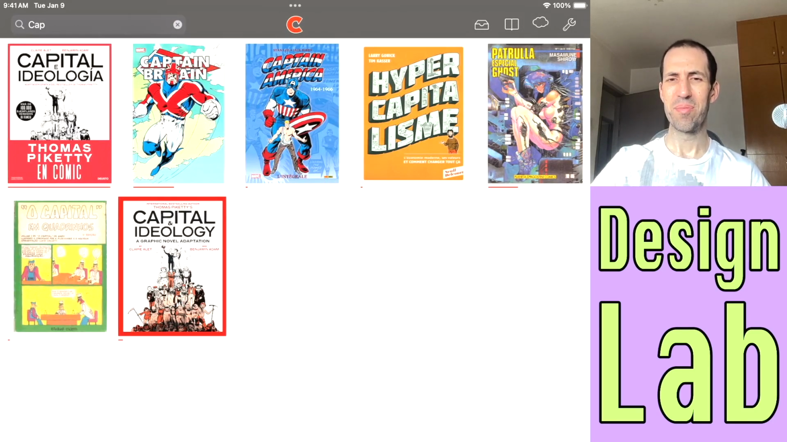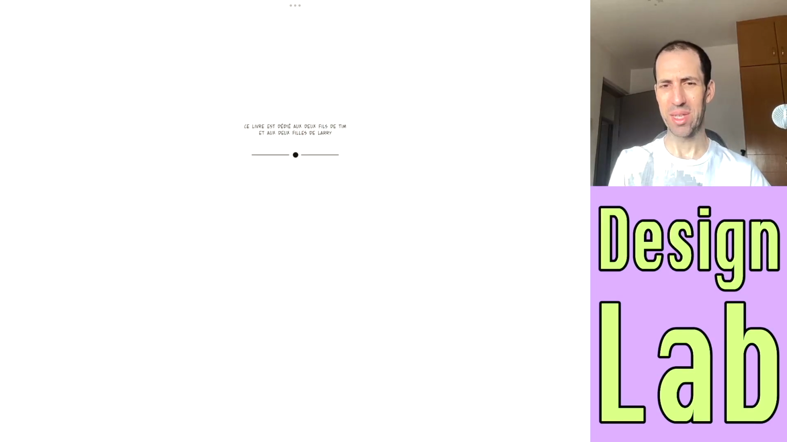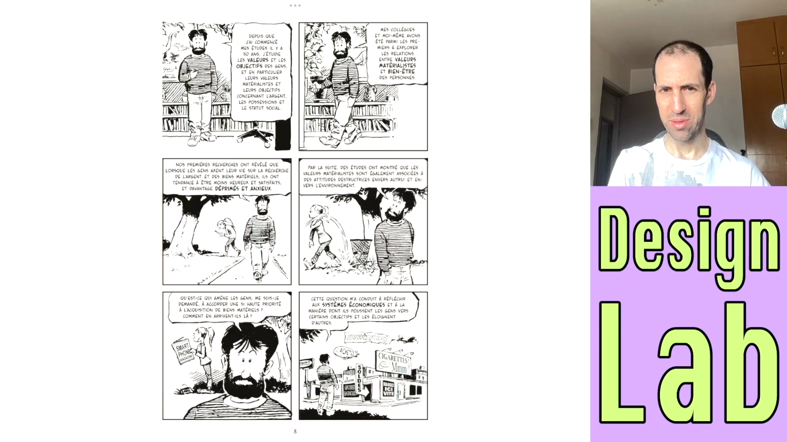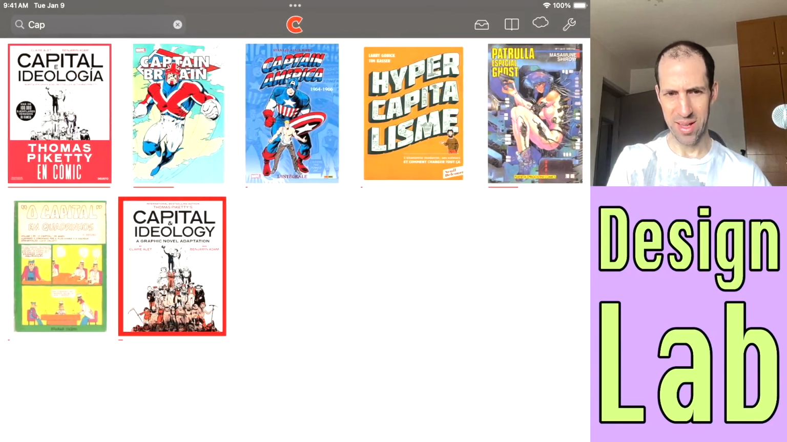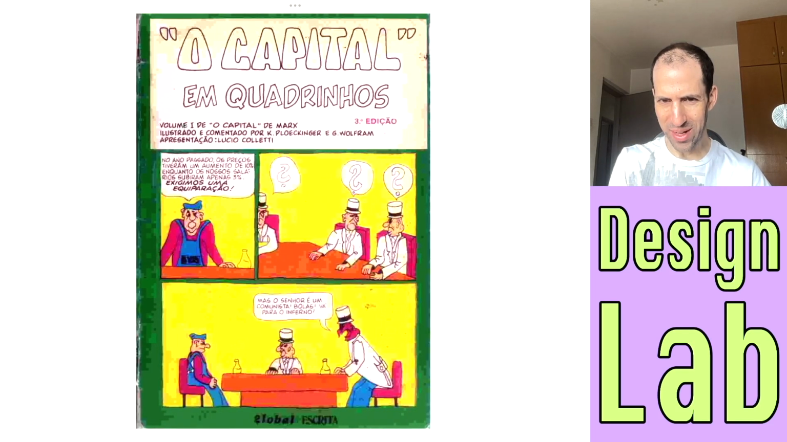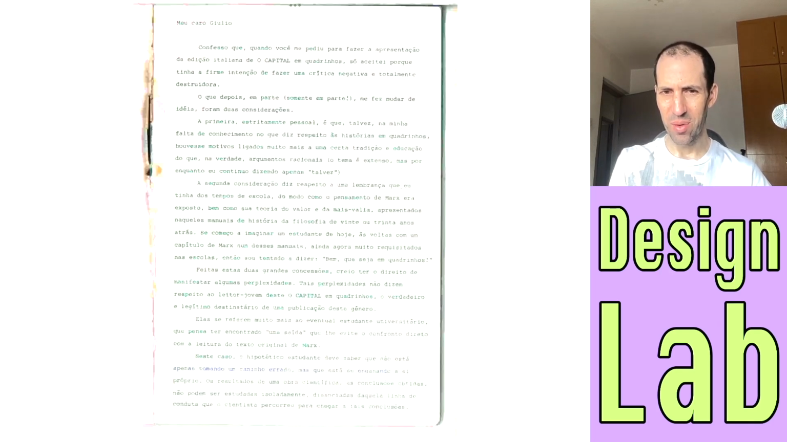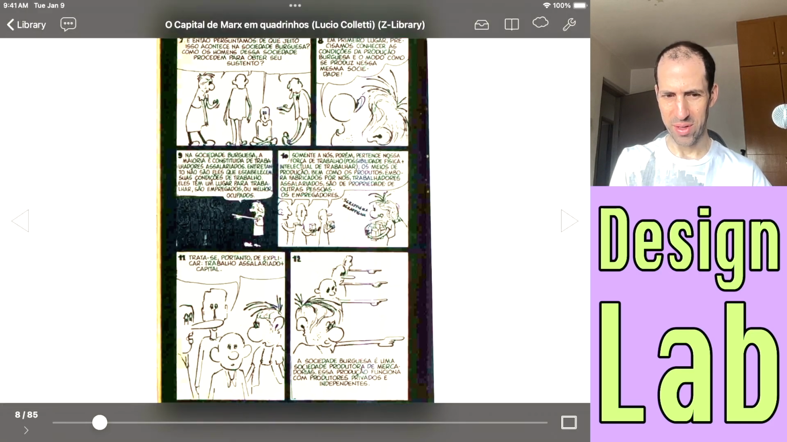I noticed I do have a few other economics books. Hypercapitalism. I talked about this guy, Larry Gonek, before, how I hadn't read him since I was a kid. So maybe I'll read this book at some point soon. Looks kind of interesting. And do I have any other economics books? This book is so low quality. Like the scan is basically a low quality scan. So I don't know if I really want to look at it. It's basically some kind of a graphic novel adaptation of Das Kapital by Karl Marx.